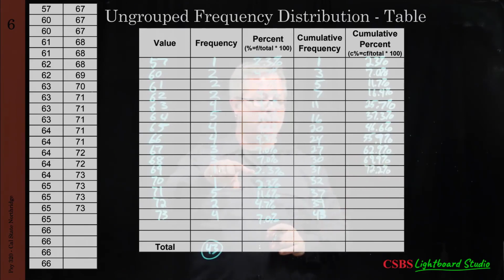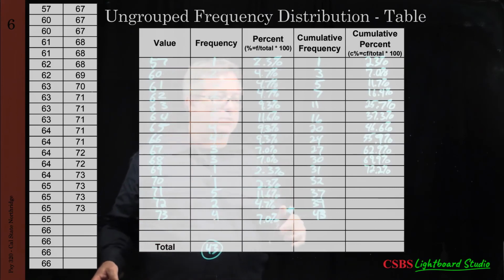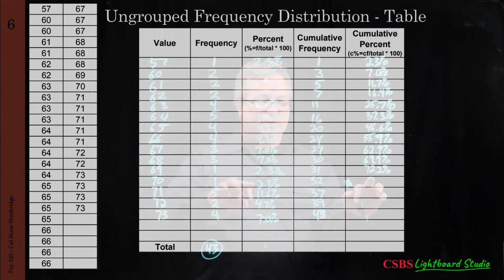72.2. Let's make sure that's right. I should check it every once in a while. So 31 divided by 43 is 72.1, and I got 72.2, so it's close. 72.2 plus 2.3 is going to give me 75.5.